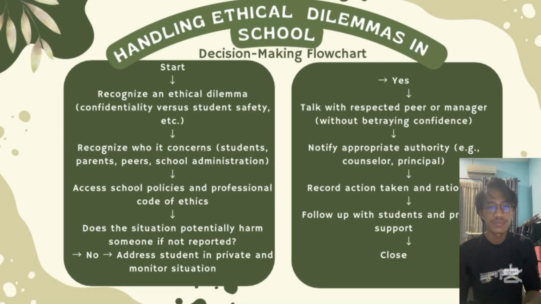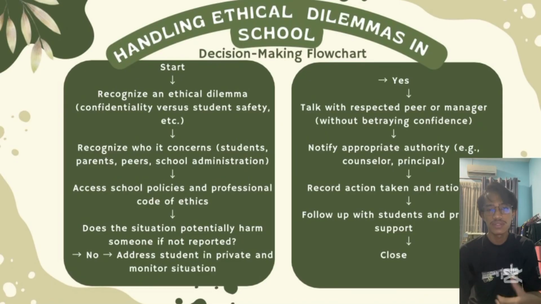Professionalism and Ethics. Practical tools: handling ethical dilemmas in school using a decision-making flowchart. Start. Recognize an ethical dilemma. Next, recognize who is concerned: student, parent, peer, school administration. Next, assess school policy and professional code of ethics. Then, does the situation potentially harm someone if not reported?